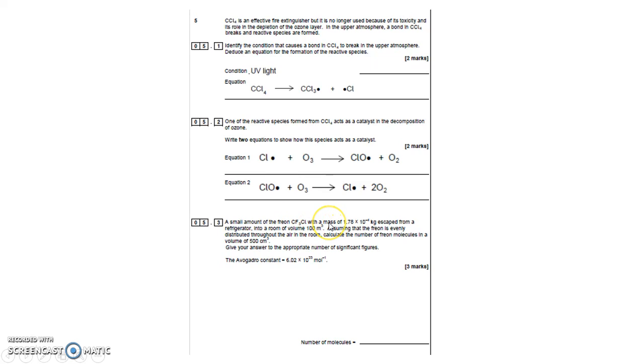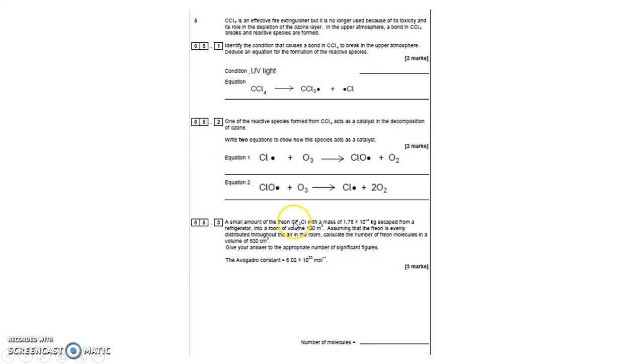Well, what have we got? We've got a named molecule with a formula, CF3Cl, and we've got a mass. It's in kilograms, but we can convert that to grams if we want to. So we can times that by 1,000 and it'll come out in grams. I've got a mass in grams. I've got an MR. I can work out the MR of this.